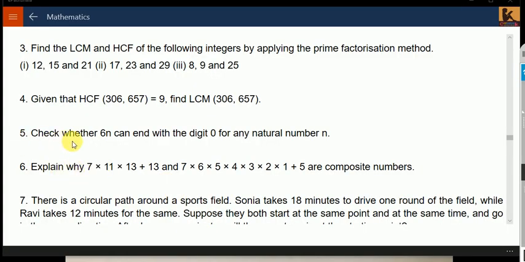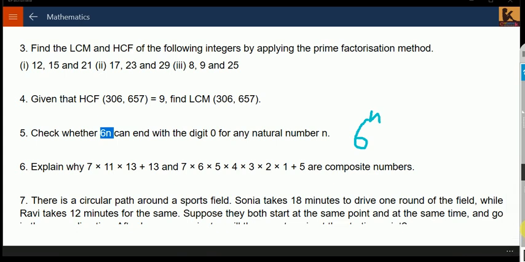Now coming to this question, check whether 6 raised to the power n ends with 0. This is actually 6 raised to the power n, not 6n. It is printed wrong over here. You have to find whether this will end with 0 or not. How will you know? It's very easy. The numbers which end with 0 are those which have a factor of 10 or are a multiple of 10. Only those numbers end with 0. The rest of the numbers do not end with 0.